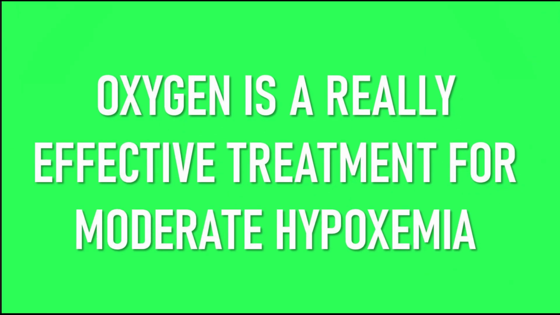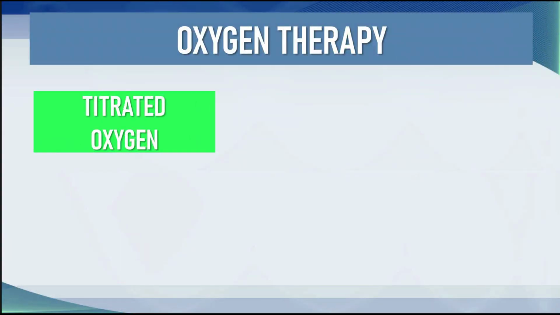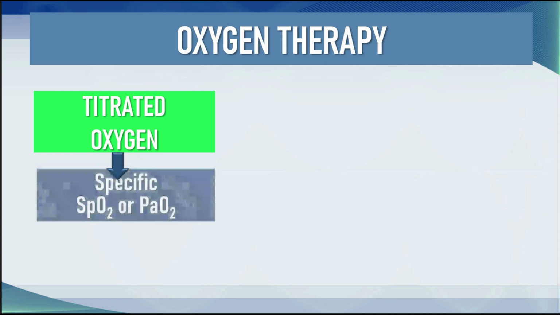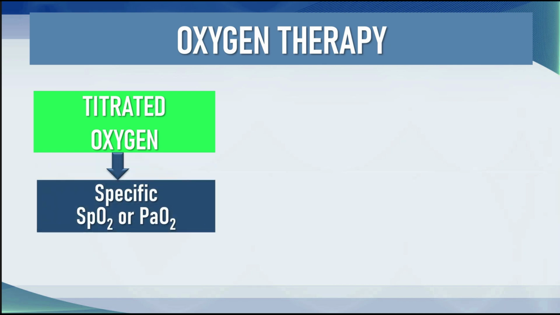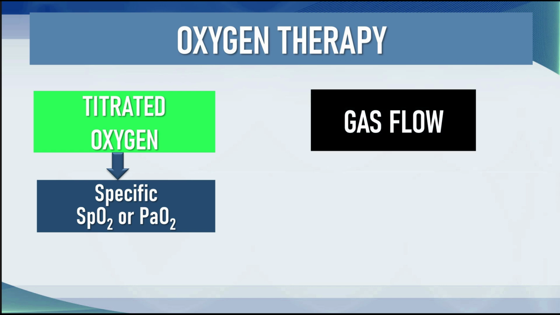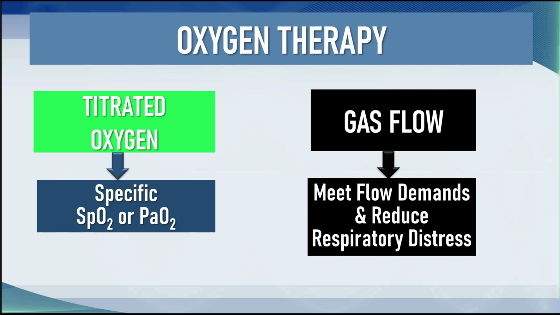Oxygen therapy is really effective in the treatment of moderate hypoxemia. Oxygen therapy is typically titrated. That is, the inspired oxygen tension is carefully tailored to a specific oxyhemoglobin saturation or PaO2. There is a second component to oxygen therapy, and that is gas flow. Typically, this is adjusted to match patient flow demands and reduce respiratory distress.